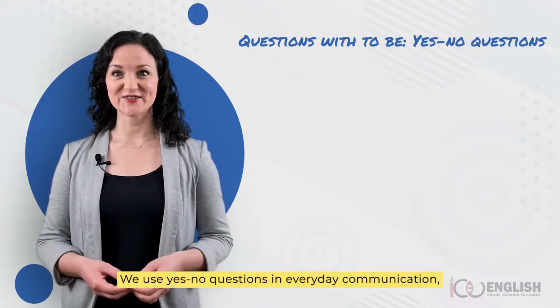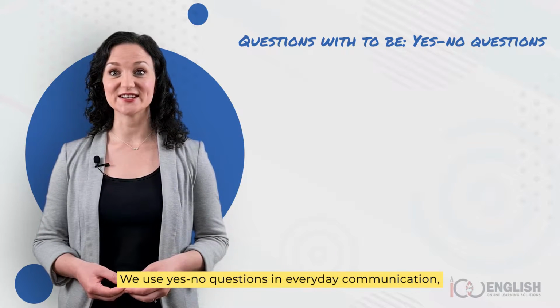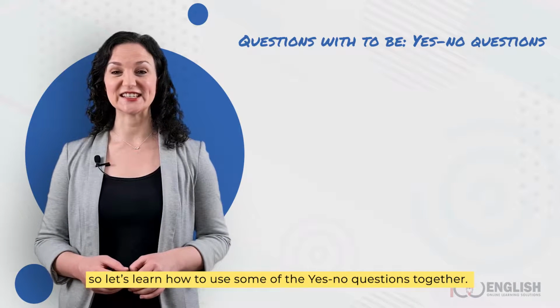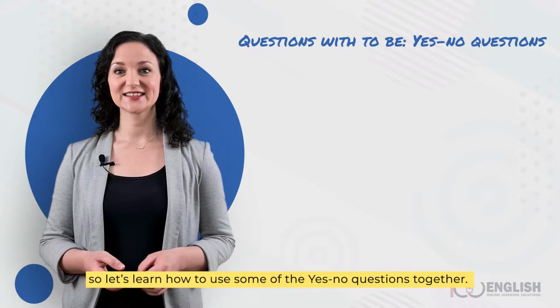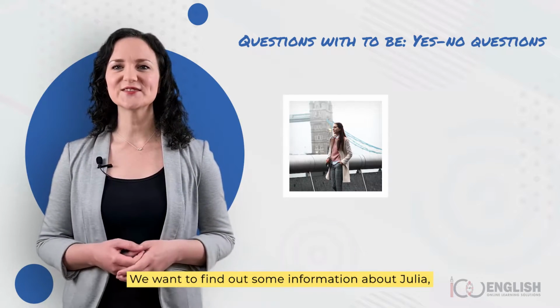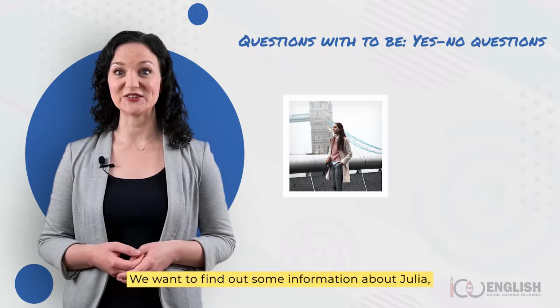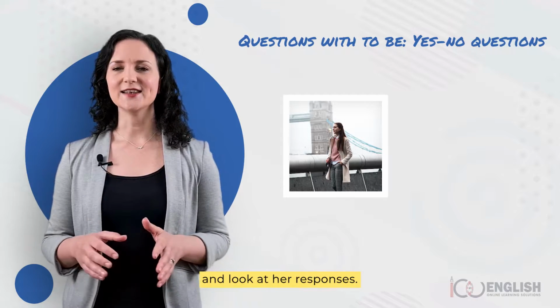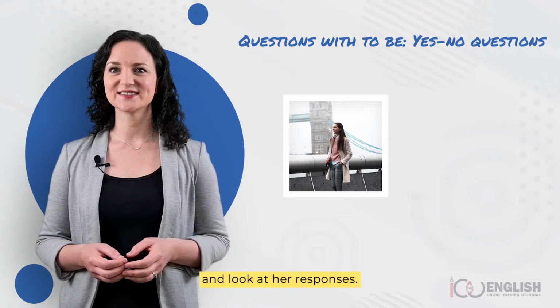Today's lesson is about using yes, no, or short answer questions with the verb to be. We use yes, no questions in everyday communication, so let's learn how to use some of the yes, no questions together. Here is my friend Julia. We want to find out some information about Julia, so let's ask her some questions and look at her responses.